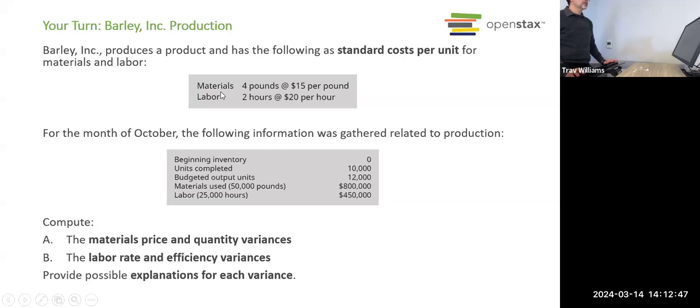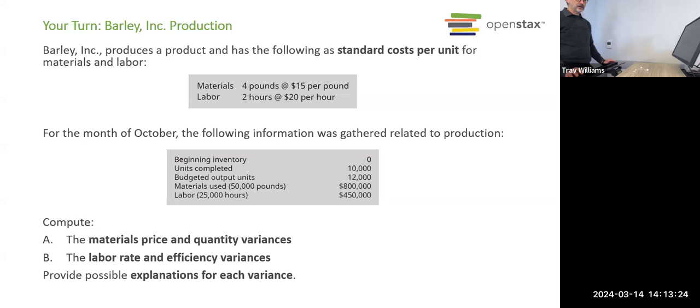Okay, we have standards up at the top. So the standard for materials, they use 4 pounds per unit at a price of $15 per pound. They use 2 hours of labor per unit at a rate of $20 per hour. Then down here, okay, they had no beginning inventory. They completed 10,000 units. They had planned for 12,000 units.